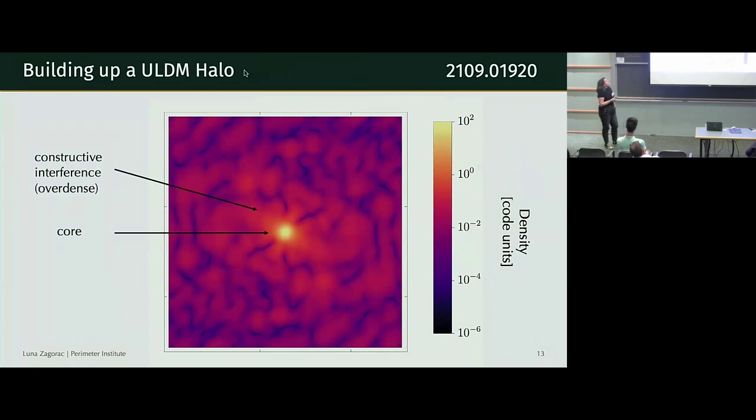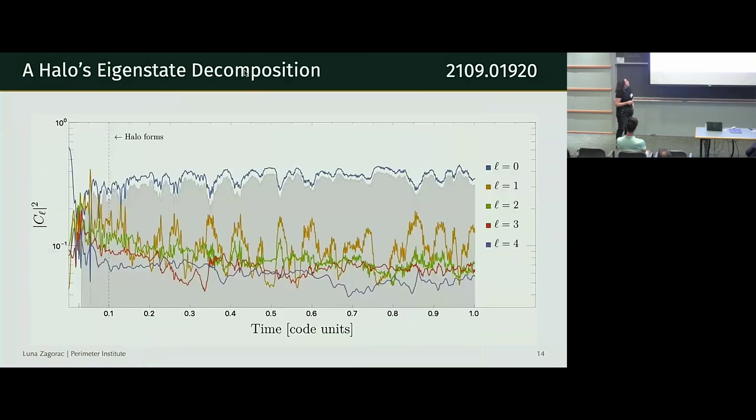But we also have constructive interference, so these denser, lighter regions, but also destructive interference, so regions that are underdense. And so, some papers have used this to put limits on the mass based on the dynamical heating that you get from this and stuff like that. But those are the two main observables of a ULDM halo.